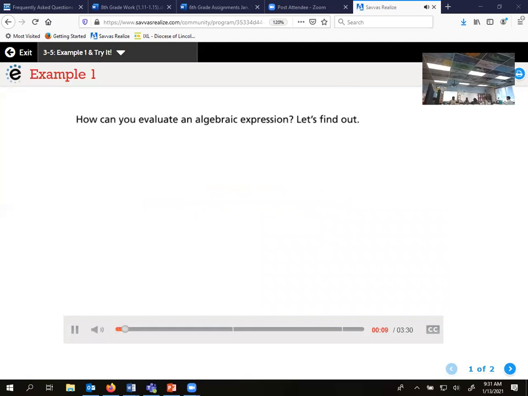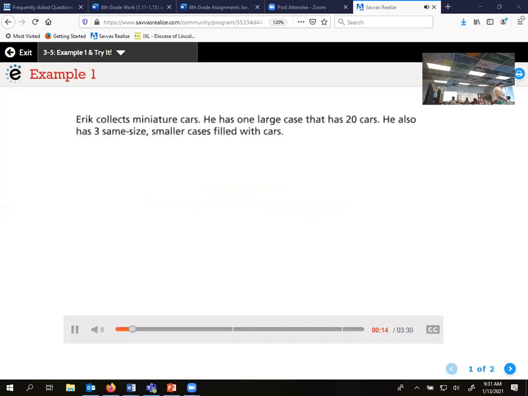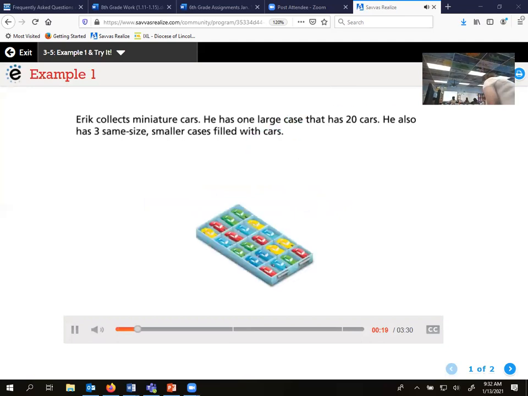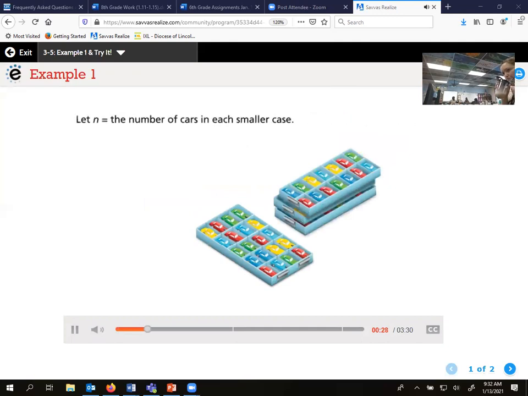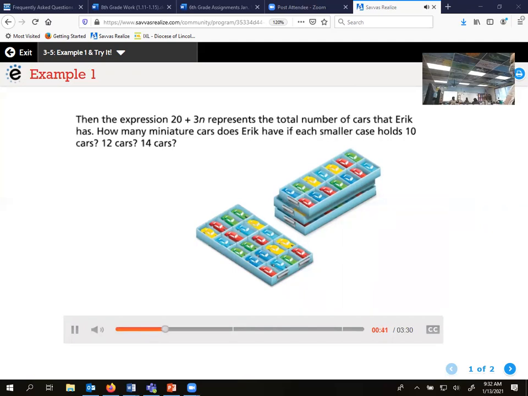How can you evaluate an algebraic expression? Let's find out. Eric collects miniature cars. He has one large case that has 20 cars. He also has 3 same-size, smaller cases filled with cars. Let n equal the number of cars in each smaller case. Remember, a variable can represent an unknown number or any number in a set of data. Then the expression 20 plus 3n represents the total number of cars that Eric has.